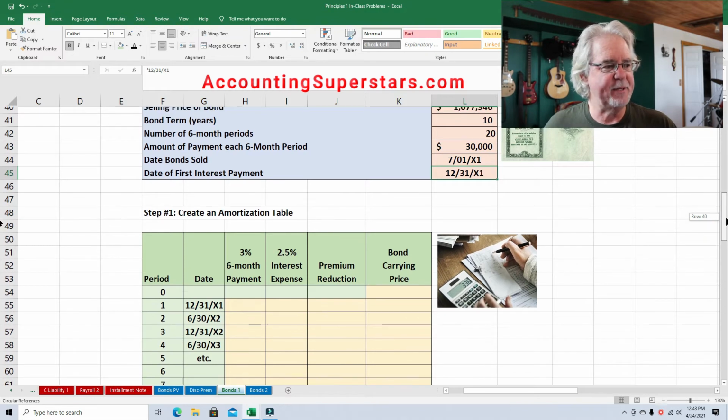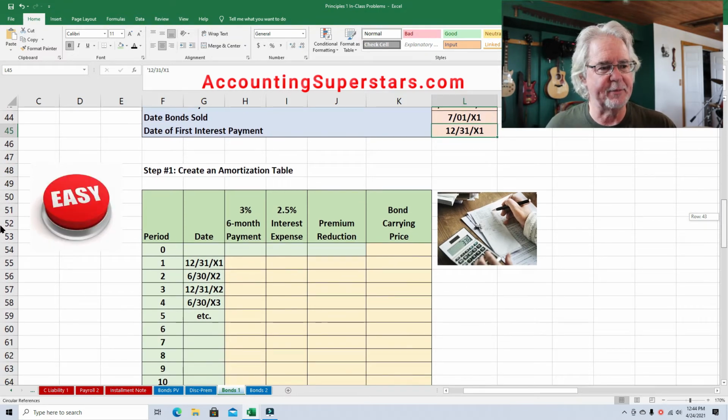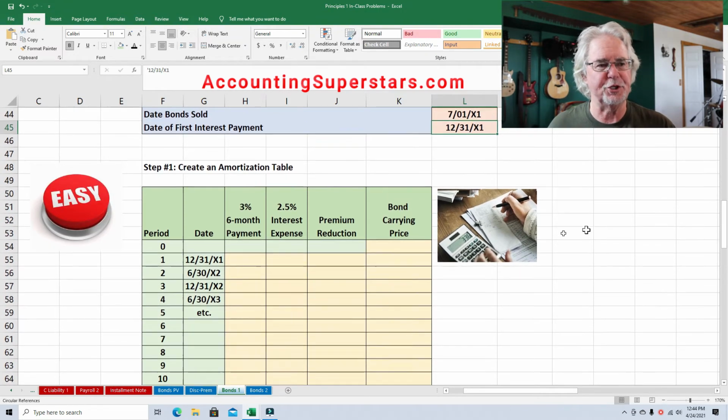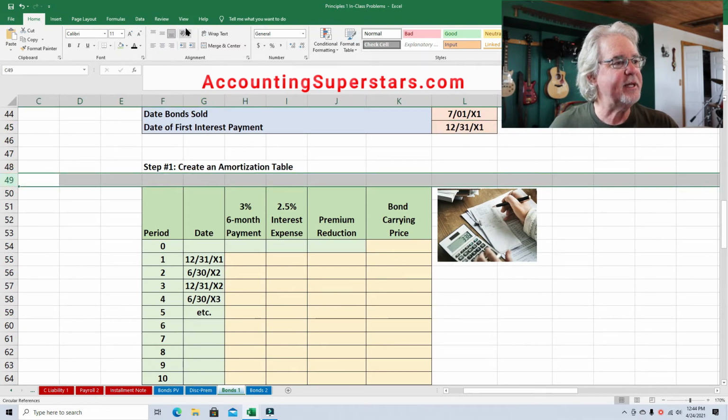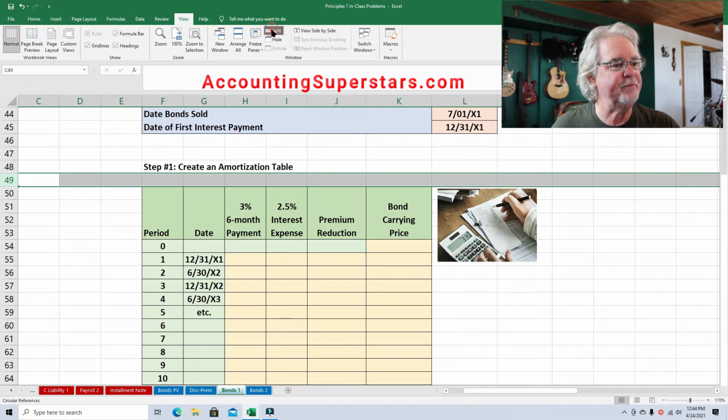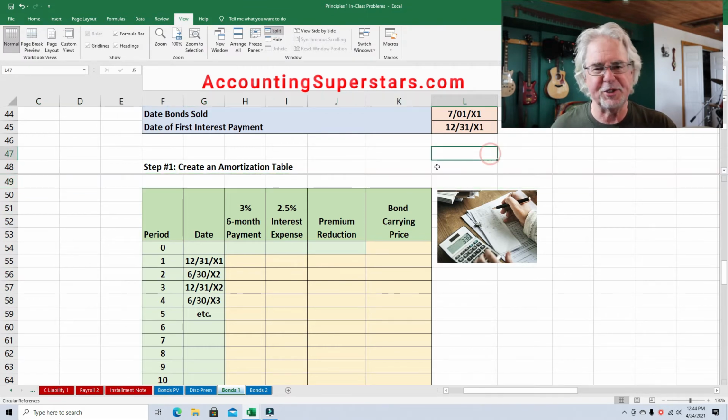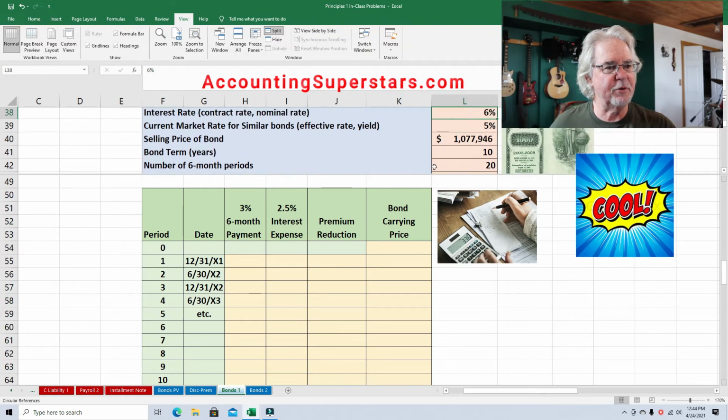Our first step is to create an amortization table. Now, amortization tables are super easy. They are incredibly easy. And once we get our amortization table done, we've got all the answers. So actually doing bonds is really easy stuff. So here's what's going on, guys.